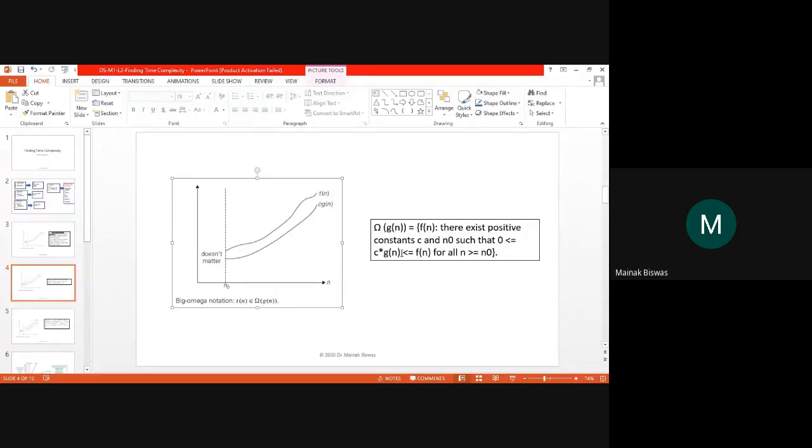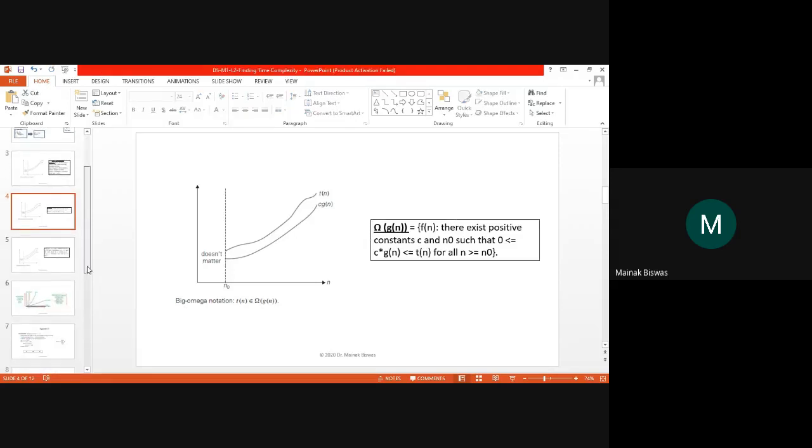So the definition is this one. Big omega of g(n) represents what? There exists a positive constant c and n naught such that c of g(n) will always be lesser than T(n). This is very important. So big omega of g(n) represents the best case time complexity. Your program can never be better than this best.